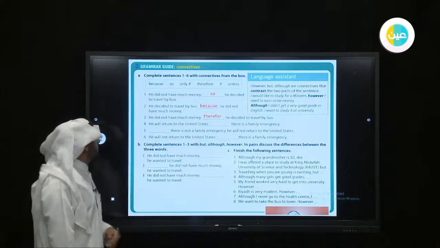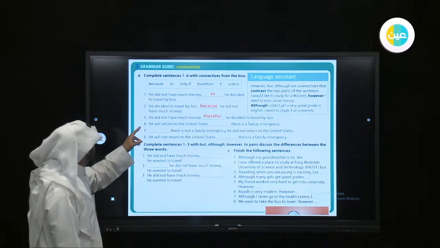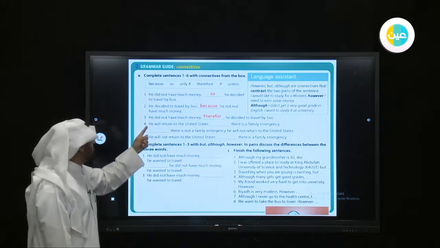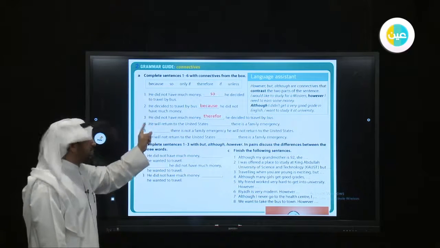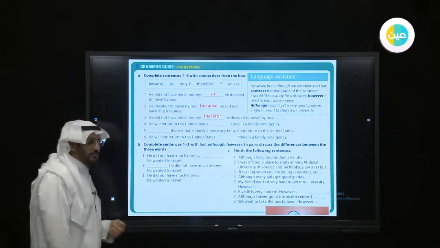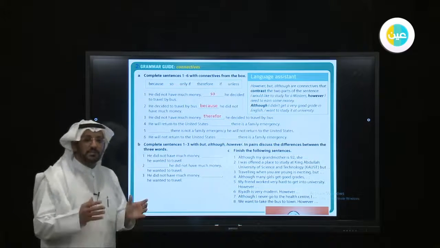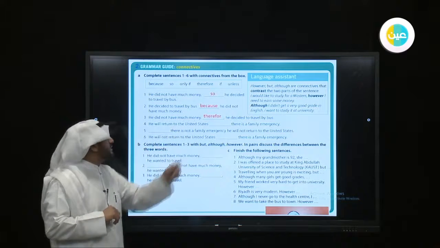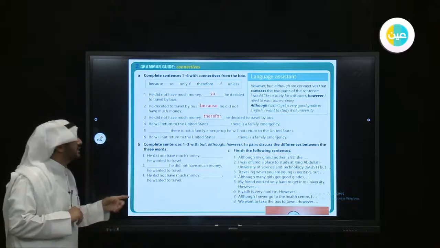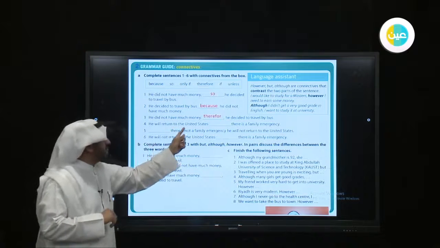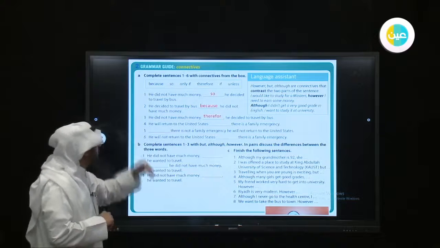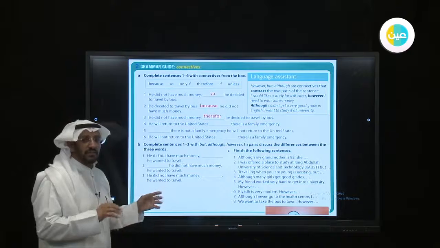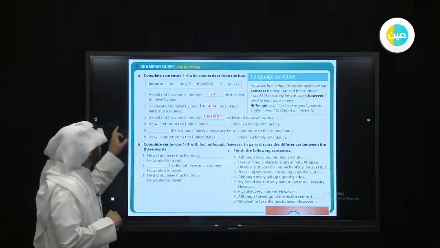The first part is cause. Fourth example. He will... Subject and will. Return. What does it mean, return? Return means come back. Come back to the United States. He will return to the United States. He will come back to the United States. This is effect.